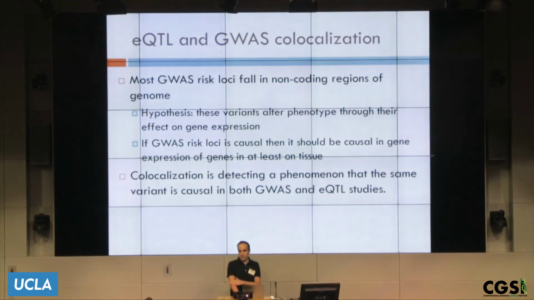And this is the reason why people want to combine this. It is something called co-localization. The idea is that most GWAS hits are found in non-coding regions of the genome, so the hypothesis is that these variants affect the phenotype through their effect on gene expression. The SNP affects expression, some regulatory network, and then that has some downstream consequences on the phenotype. So if a GWAS risk locus is the causal locus, then it should also affect expression for a specific gene, at least in some tissue at some point in development.